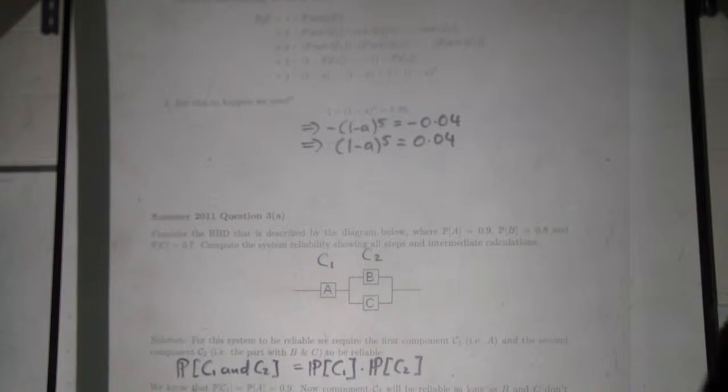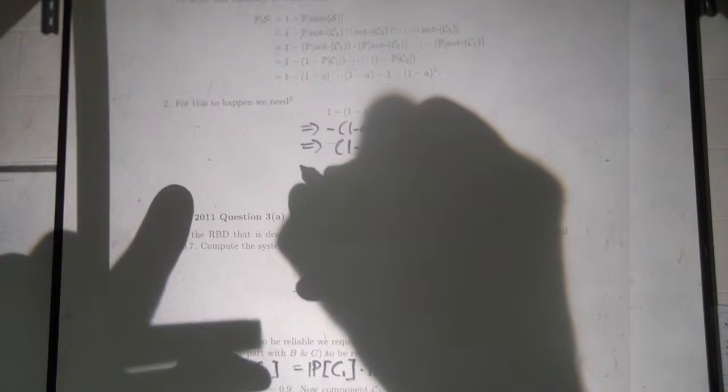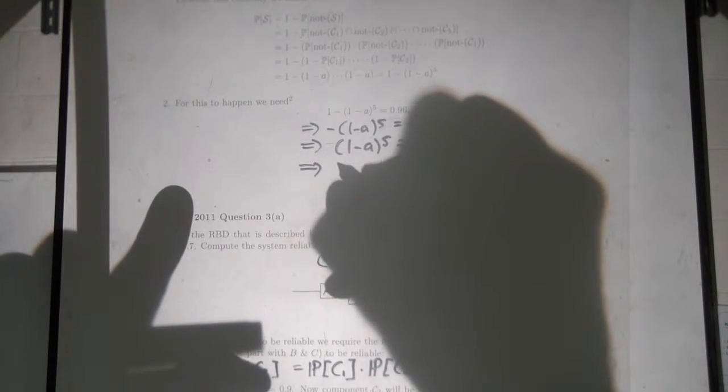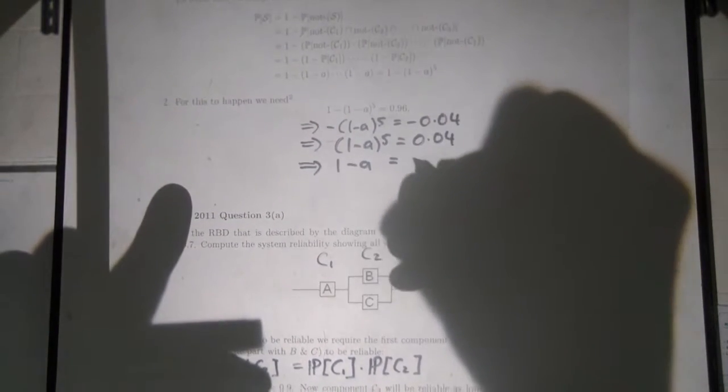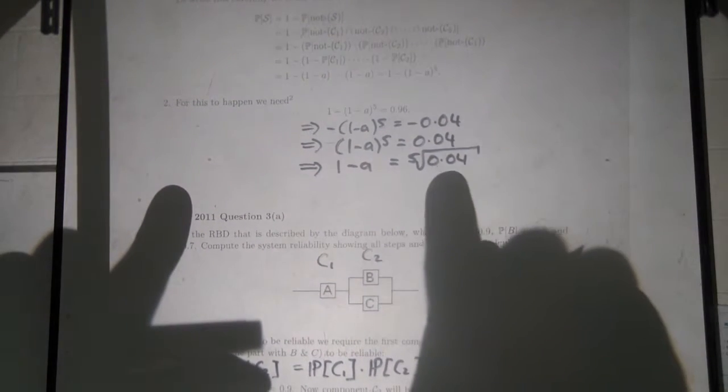What's in the way now? It's not quite a square, but yeah. Power of 5. How do you get rid of the power of 5? Fifth root. Yeah. So that was on the tricky side. You take the fifth root. If it was squared, it'd be the square root. You take the fifth root of both sides. That's a number you can get out of your calculator.